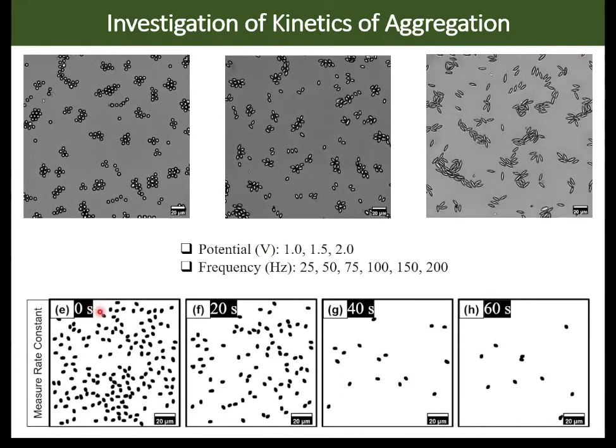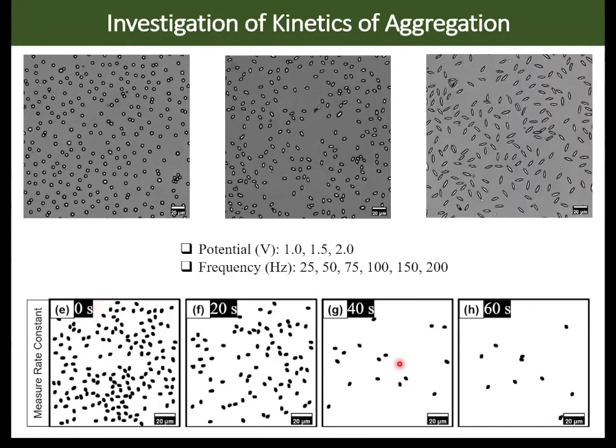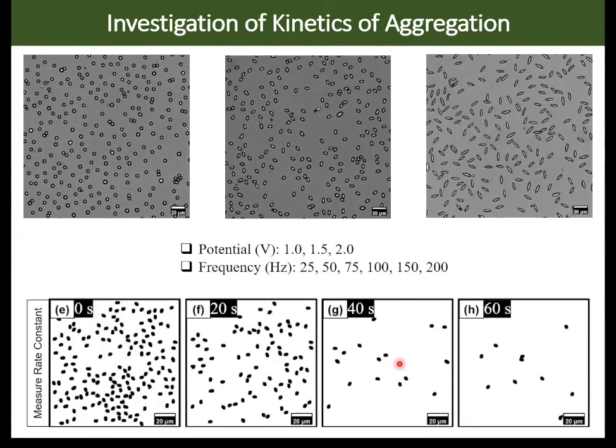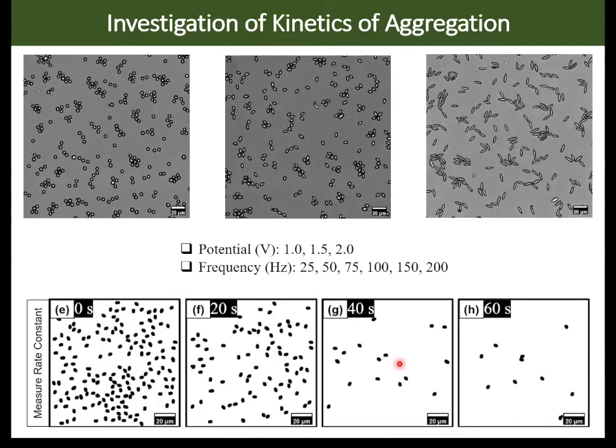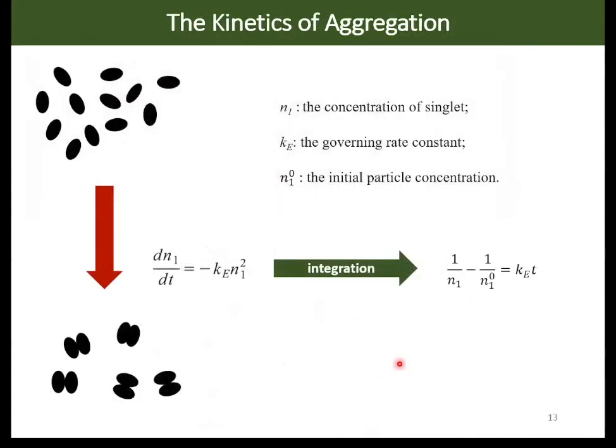In figure E to figure H, these representative pictures show only the remaining singlet ellipsoids as a function of time in response to an AC electric field. When only considering singlet loss to clusters without cluster breakup, the singlet loss rate is given by the equation on the right side. And by integration, we got the final equation. Plotting the right-hand side of the final equation versus time, you will get a straight line with a slope equal to the rate constant Ke.